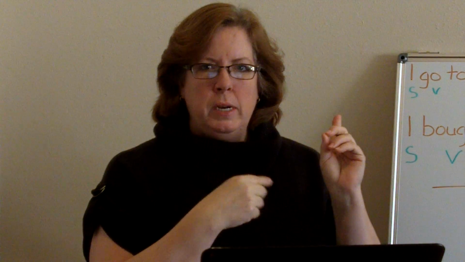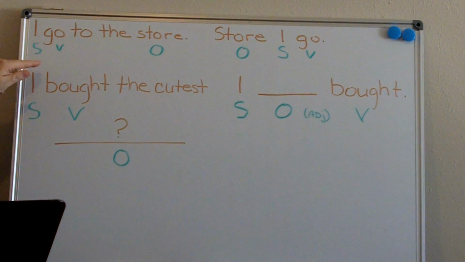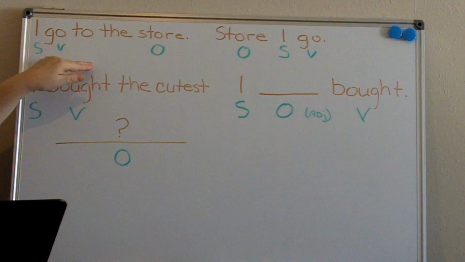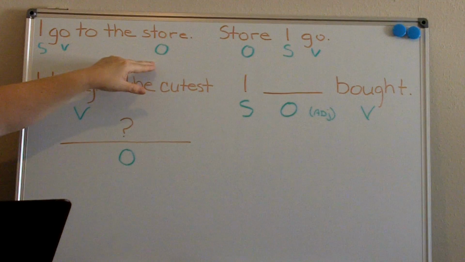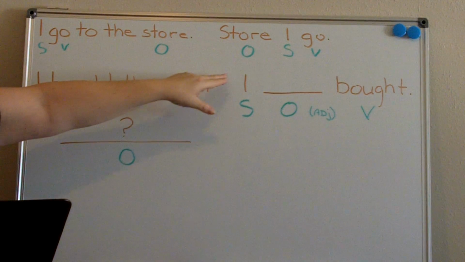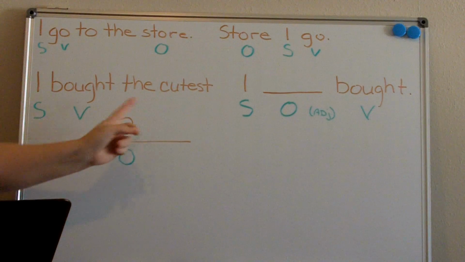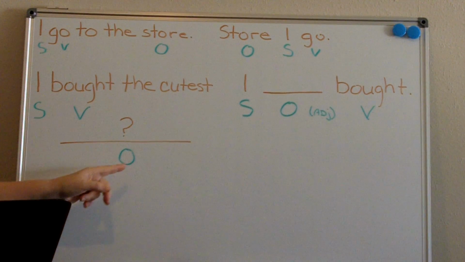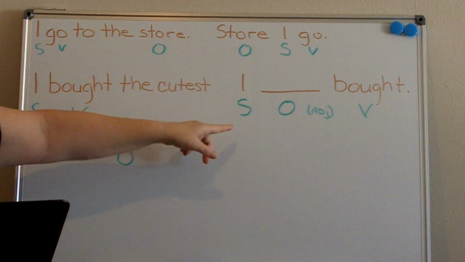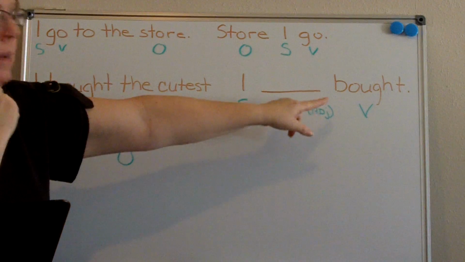So let's look at the board over here. And that's what I've got written. We used last semester, I go to the store, the subject and the verb and the object in English. ASL, it's object, subject, verb. And here, the one I just did, I bought the cutest what? Blue dress, blue-eyed puppy. Or in ASL, you have to say what it is, you describe it, and then you bought it.